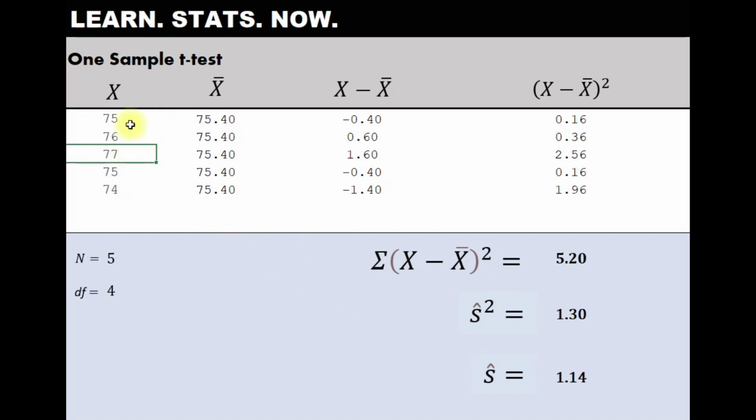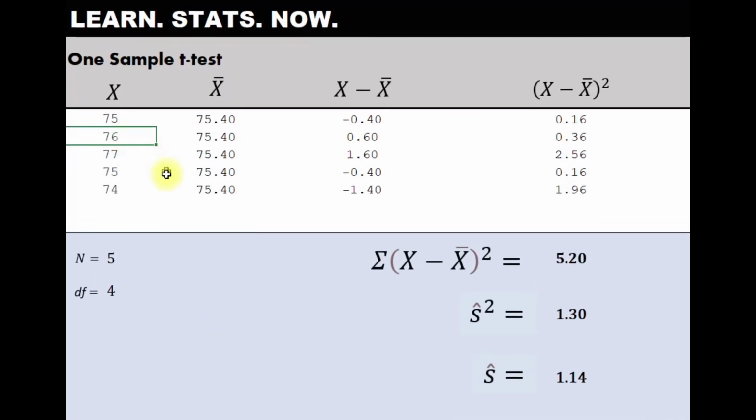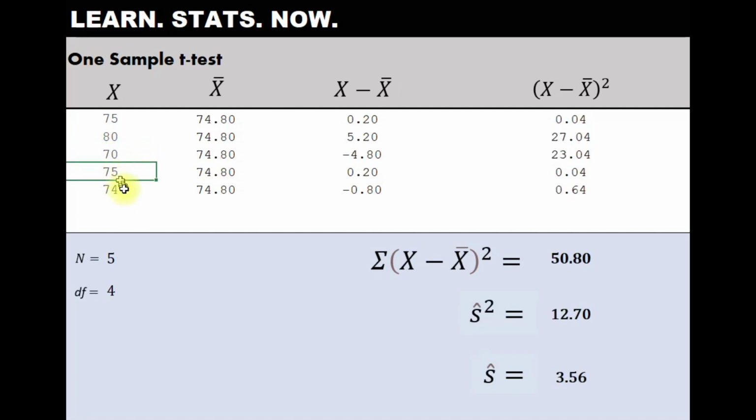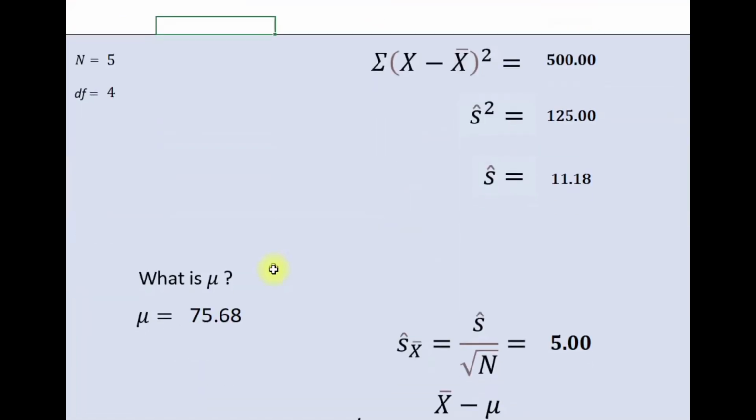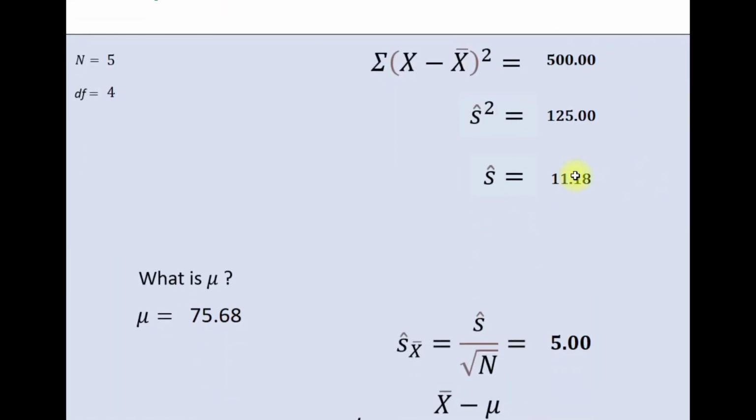Okay, so I'll spread the variability out again. I'll try to keep the mean at around 75 or so. So let's say I go 80, 70, 90, 60. So it's now at 75, and here it's 75.68. Now look what happens. I've got a lot more variability in my sample, right? That's going to increase the size of the estimated standard deviation for the population. So what effect does that have?